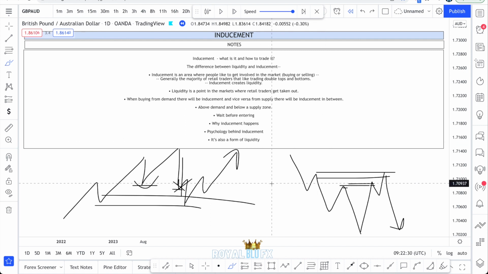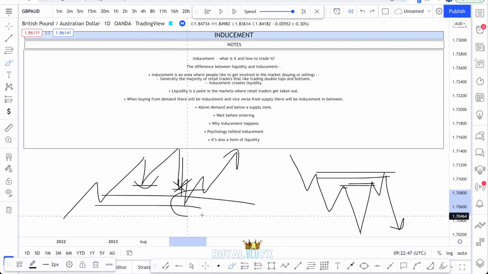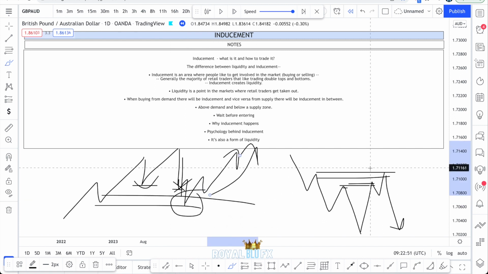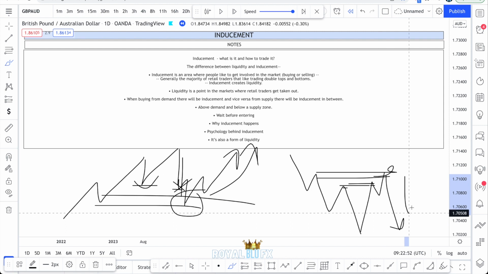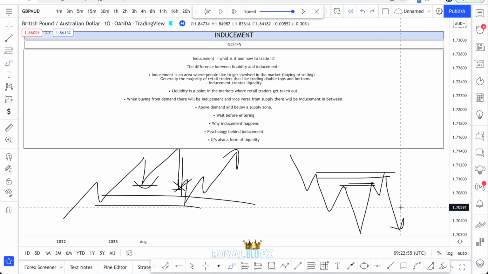Okay, once liquidity is created, we need the markets to come to the liquidity to take it out in order for the markets to continue moving. We're using that liquidity. We're using the 99% retail traders' liquidity to fuel the next move to the upside or to fuel the next move to the downside. It's very important to know which one comes first and which one comes second. Inducement comes first, liquidity comes second. All right? Make sure you put that in your head so you understand this, okay?